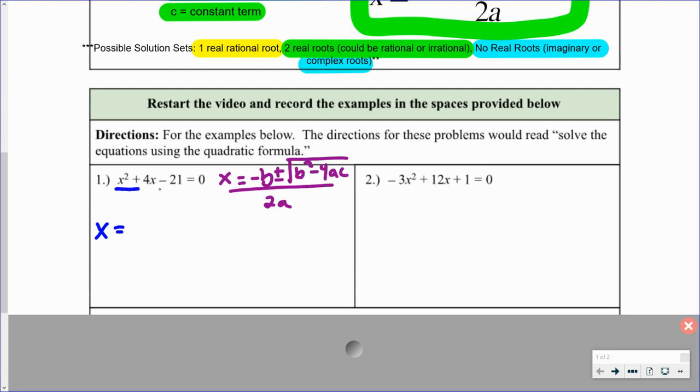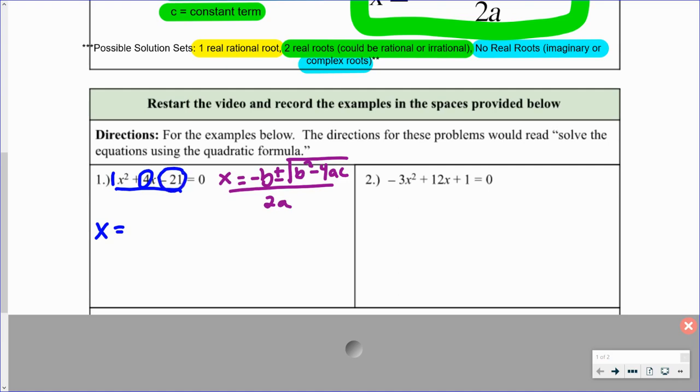So if we look at our quadratic, it's written in standard form. The terms are written in descending order in terms of degree. So let's look at what each of the values are. A in this case is going to be 1. B is going to be 4. C is going to be negative 21.